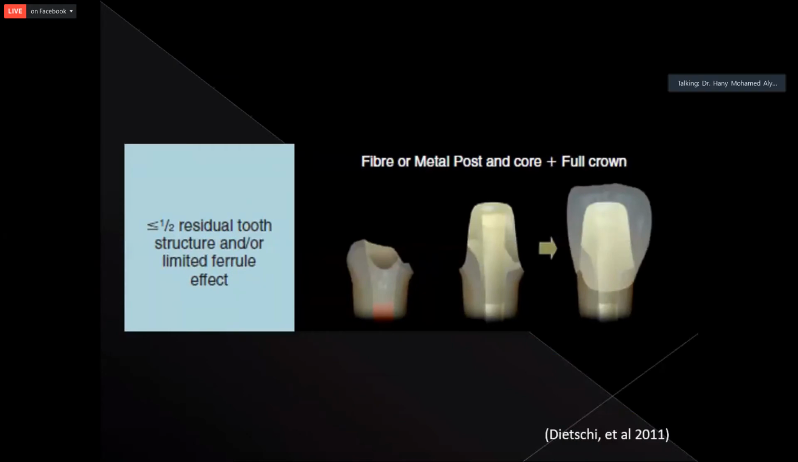In case if the remaining tooth structure is less than half, then it is obvious that post placement is indicated together with the crown.